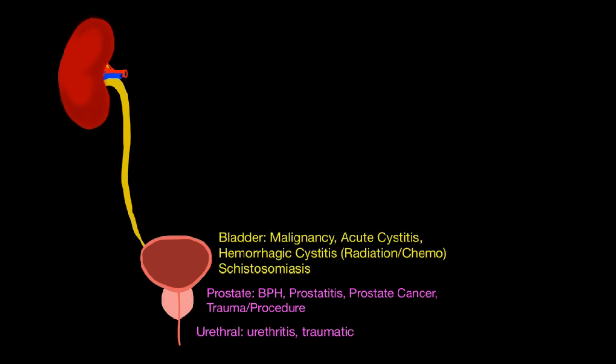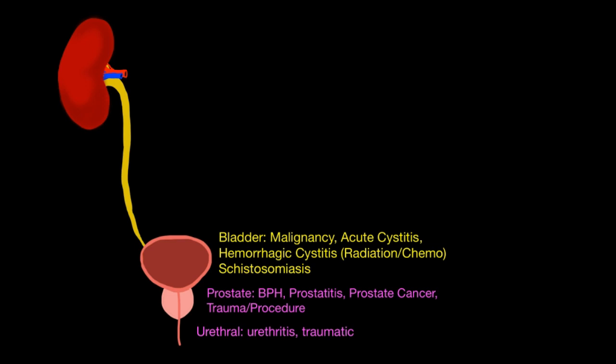Next, when thinking about the bladder and causes of hematuria, malignancy comes to mind, especially a transitional cell carcinoma or a squamous cell carcinoma arising in the bladder. Also acute cystitis, as we mentioned before, but obviously the patient will have pyuria and a positive urine culture. But there's also a non-infectious hemorrhagic cystitis that could occur secondary to radiation, let's say a patient was getting pelvic radiation, and also some chemotherapies, especially cyclophosphamide, which is known to cause hemorrhagic cystitis.